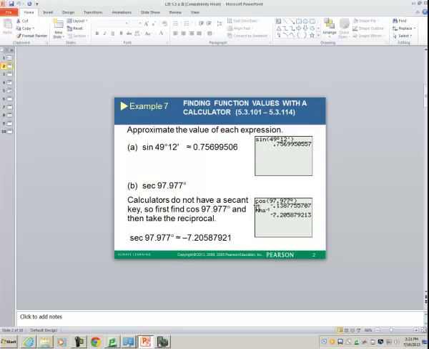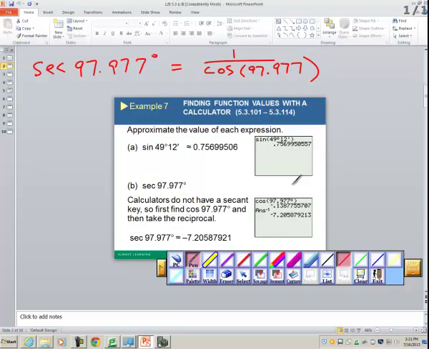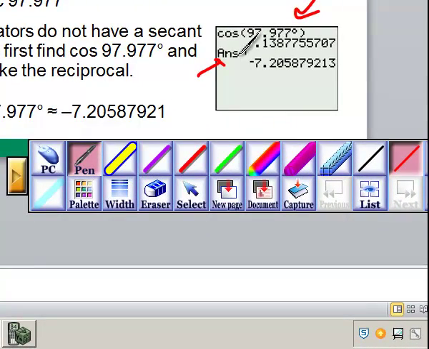We have to use, basically, with this, secant of 97.977 degrees. That would be the same thing as 1 over cosine of 97.977. So that's why they started off with cosine. And then notice they used the reciprocal button on the calculator, but this works just as well.